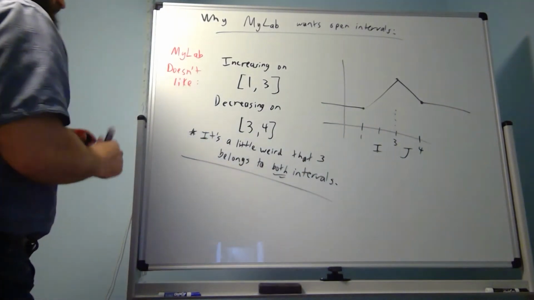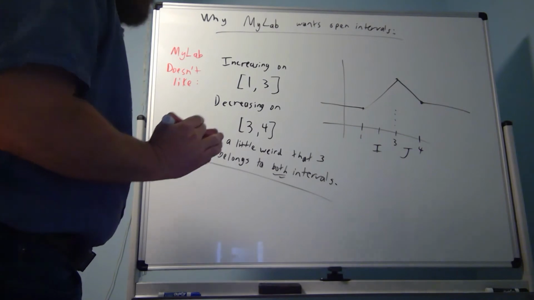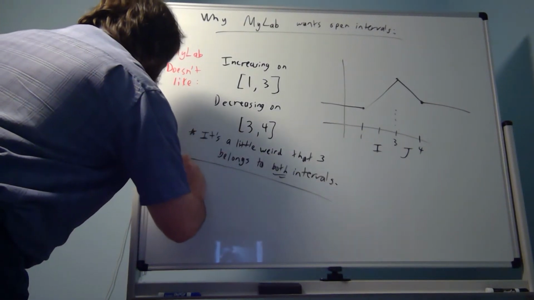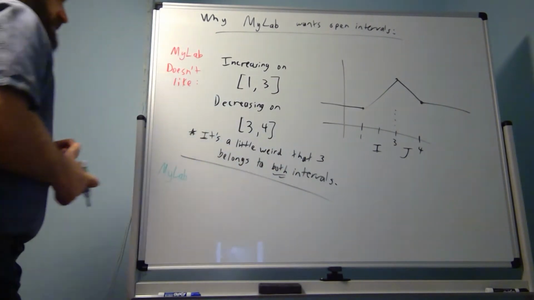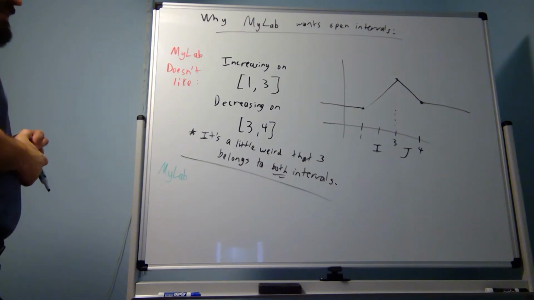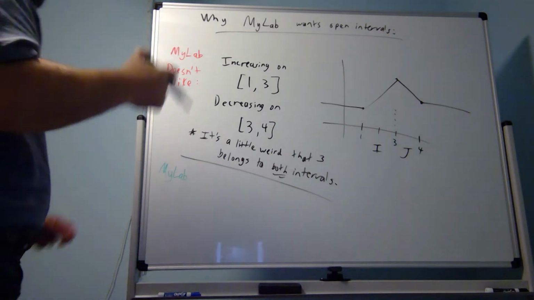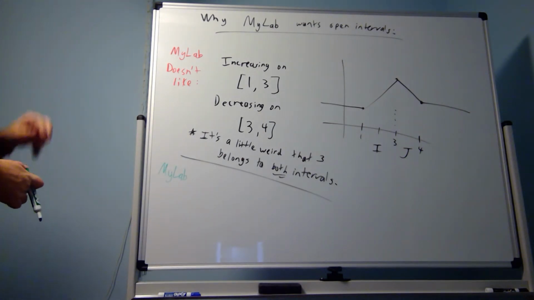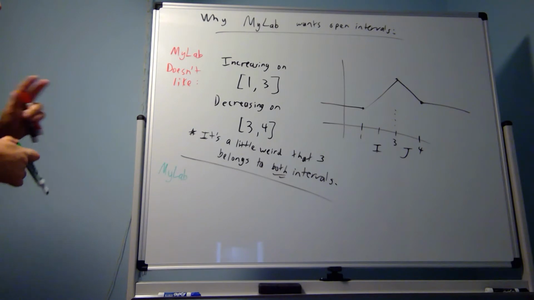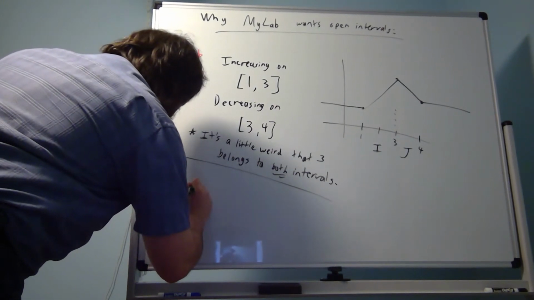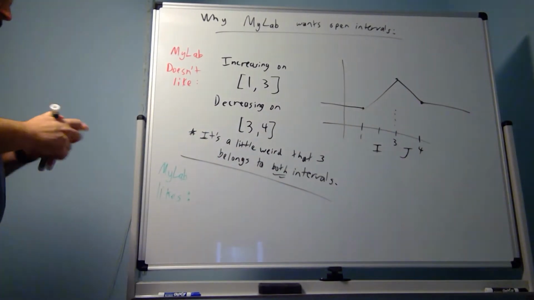So what MyLab does want to see, maybe I'll use test number 1 on MyLab and on the homework. On the homework, I specifically write down that I'm asking for open intervals, so I ask you for the largest possible open interval on which this function is increasing. So there's no ambiguity whatsoever the way I write it down. Here's what they want: the same thing but with open intervals, and that's it.